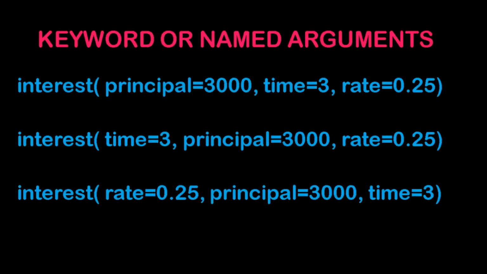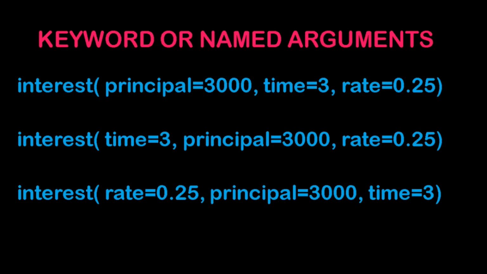So keyword or the named argument, example is interest, principal equal to 3000, time equal to 3, rate equal to 0.25. I am assigning the values along with the parameters. Then in the next line I am changing the order. I am giving the value for time first, then I am giving for principal and rate. You can give like this also, because it is not maintaining the position or the order. We are giving the value along with the argument. So it is called as a named argument.